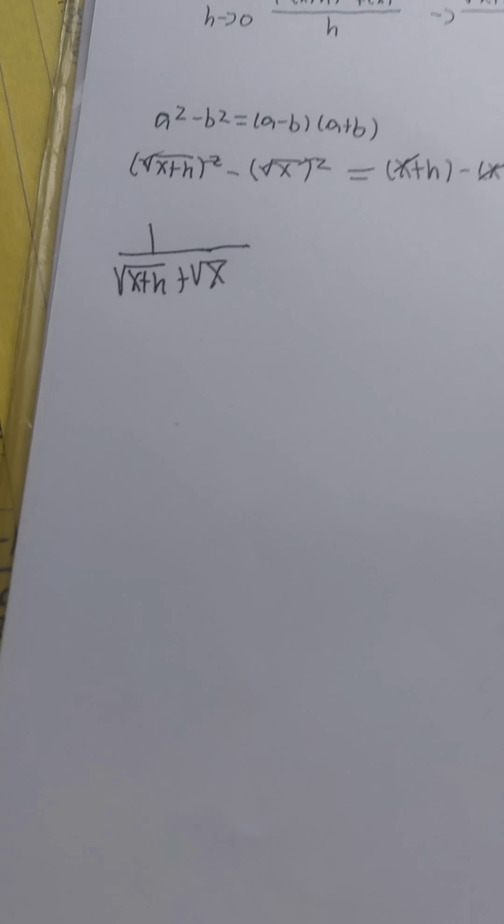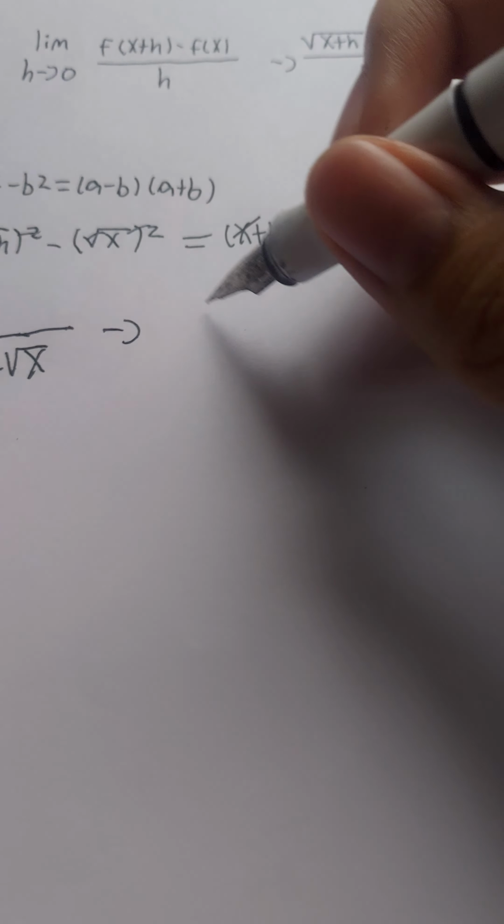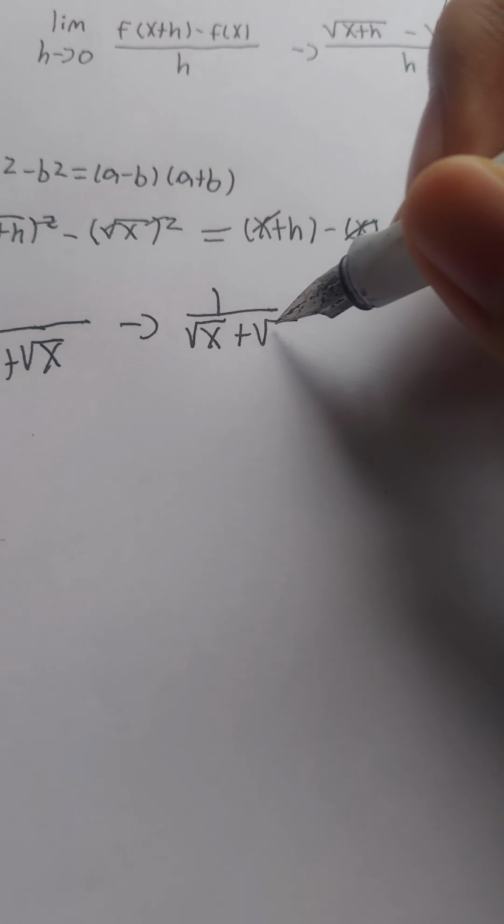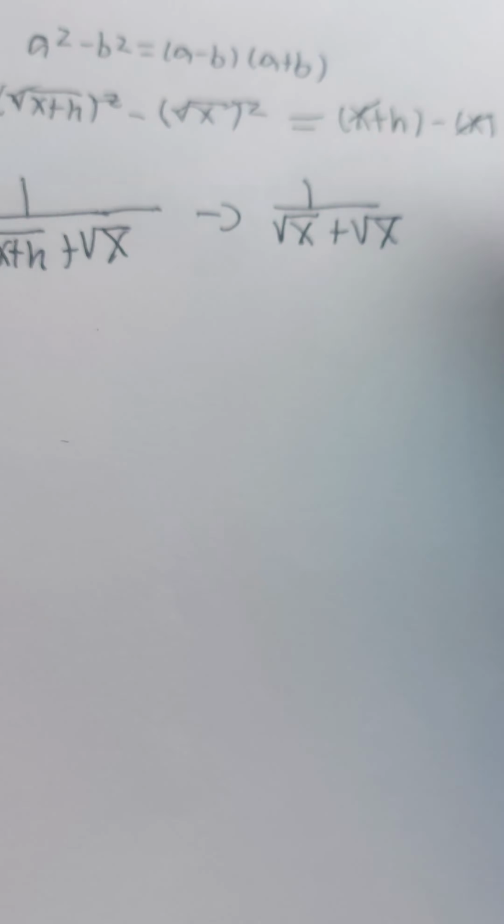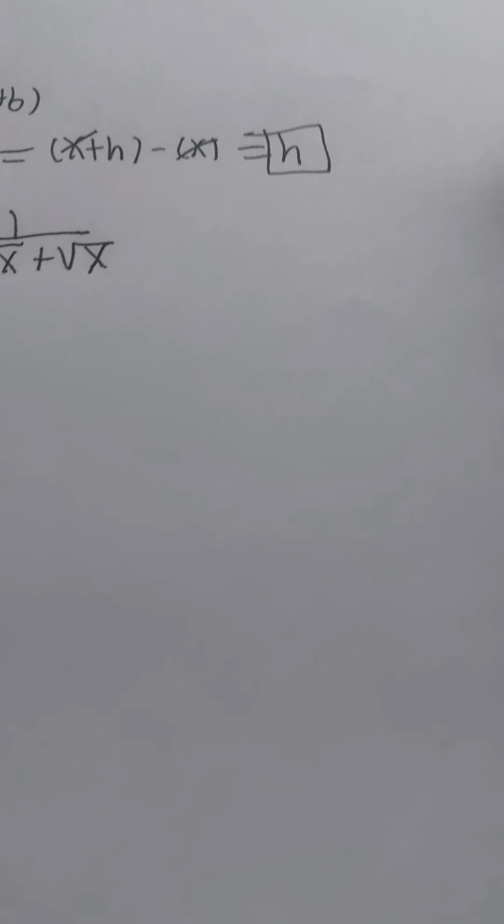So apply the limit. It says h approaches 0, so we can substitute 0. We have 1 all over the square root of x plus the square root of x. Why? Because x plus 0 is simply x. So we have 1 all over the square root of x plus the square root of x. Therefore, the derivative is exactly 1 all over 2 square root of x. So that's our proof. Pretty cool, right?